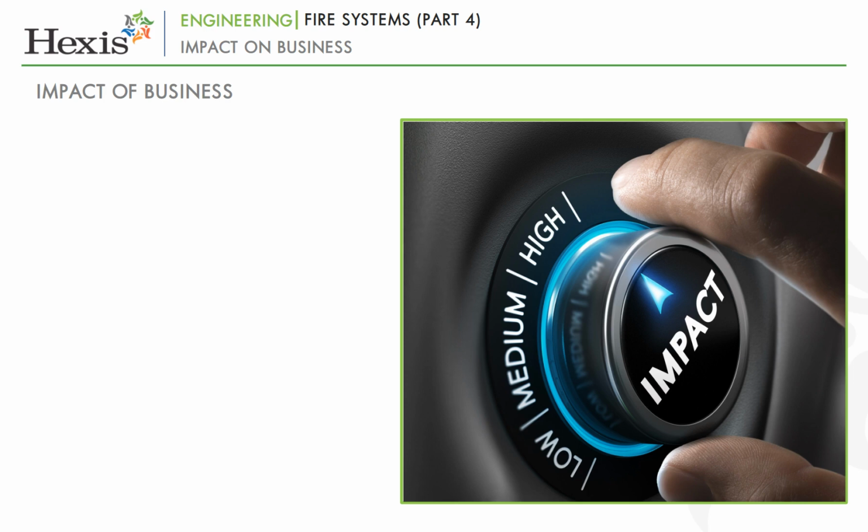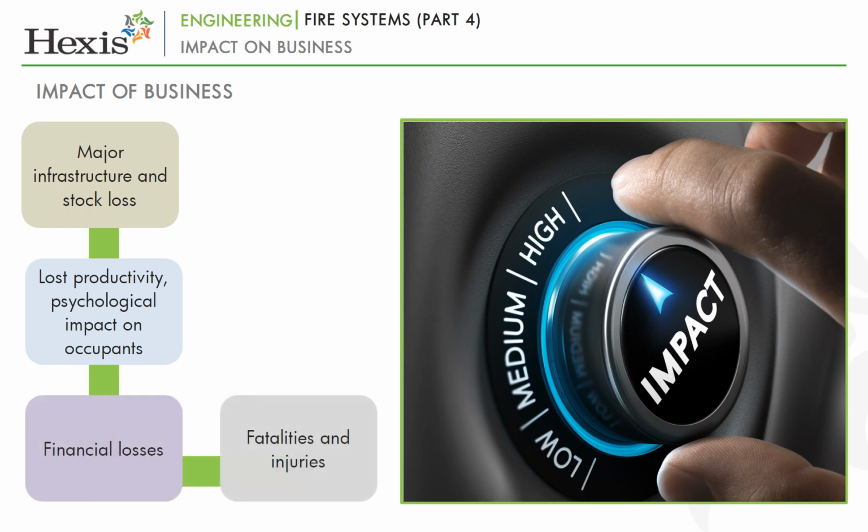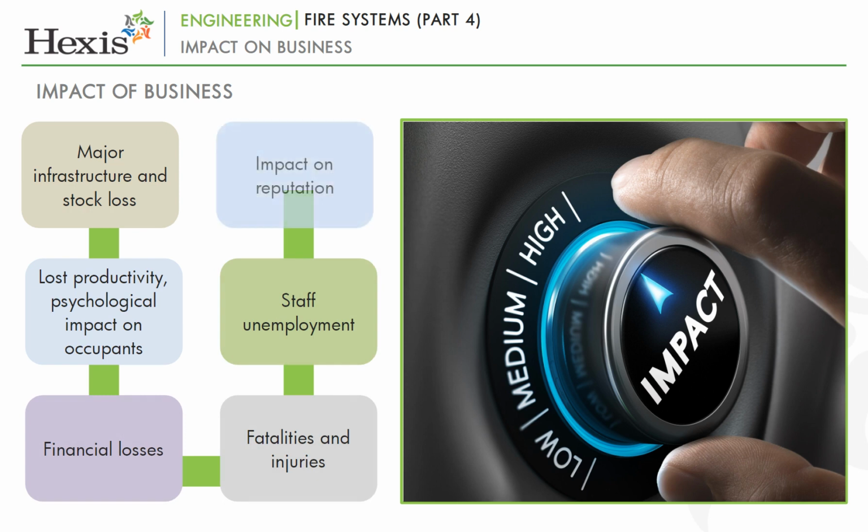Now let's look at the business impact due to non-operational fire suppression system. Fire can impact a business in the following ways: major infrastructure and stock loss, lost productivity, psychological impact on occupants, financial losses, fatalities and injuries, staff unemployment, impact on reputation.